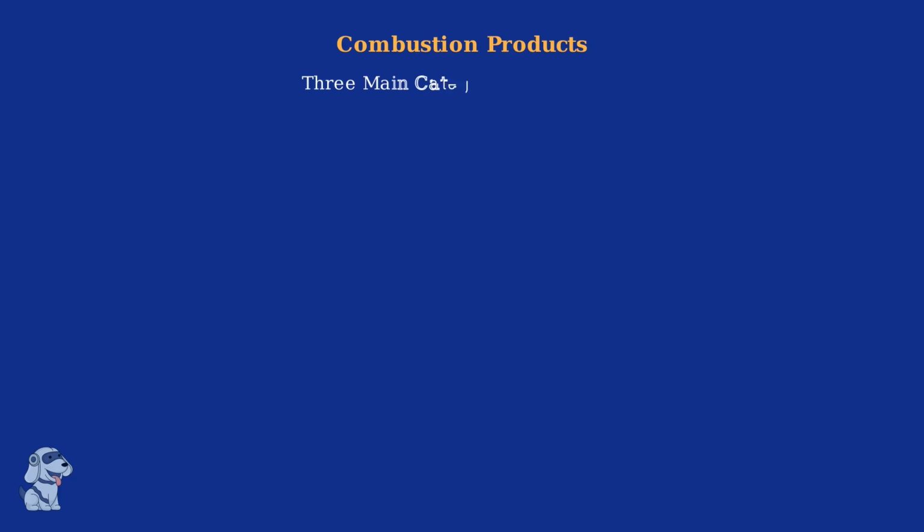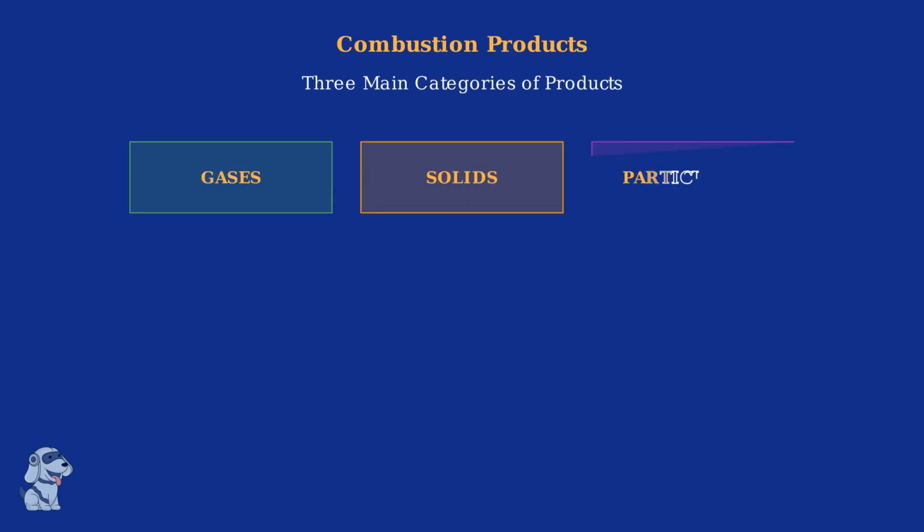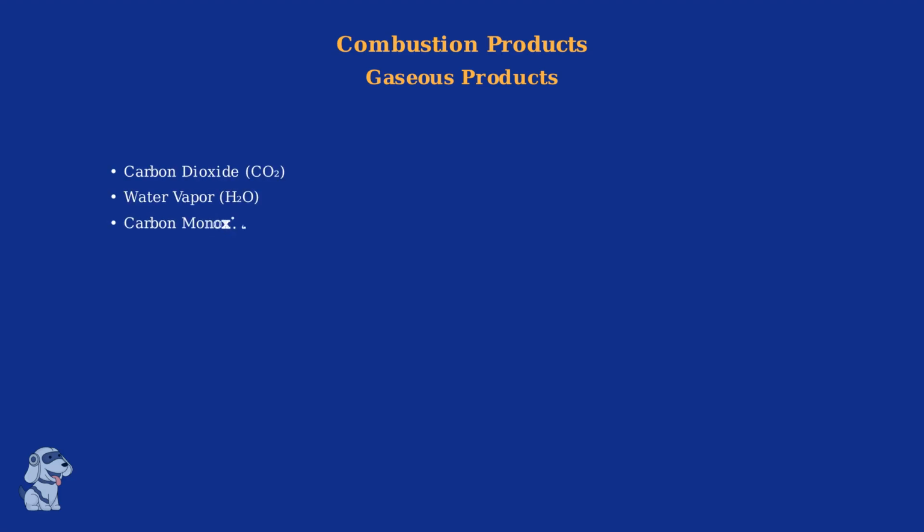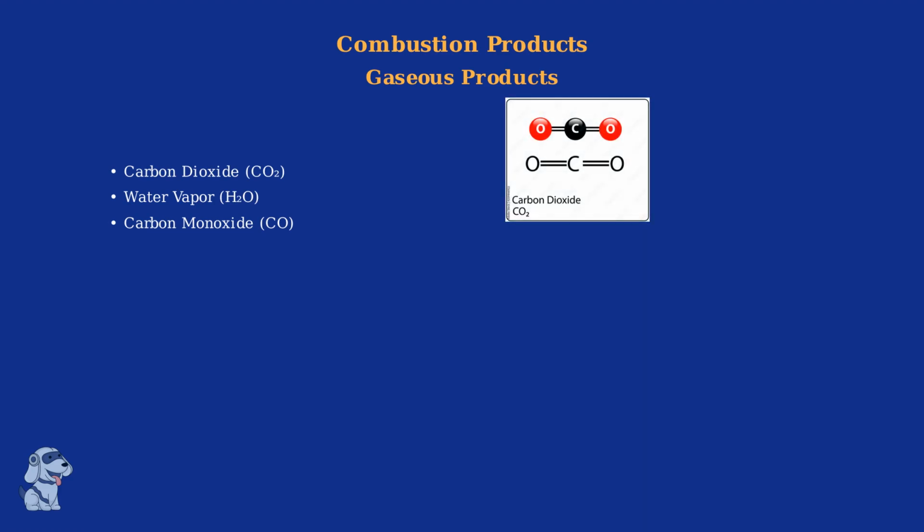When wood burns completely, it produces 3 main categories of combustion products: gases, solids, and particulates. Each category contains different chemical compounds that result from the complex combustion process. The gaseous products are the most abundant combustion products. The primary gases include carbon dioxide and water vapor from complete combustion, along with carbon monoxide from incomplete combustion. Carbon dioxide is the primary product of complete combustion. Each molecule consists of 1 carbon atom bonded to 2 oxygen atoms through double bonds.